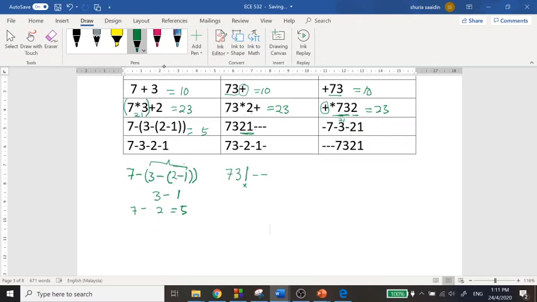Then the next sign is also minus. When you find the operator, then you have to go back to the previous two operands. In this case it is 3 and 1. So you have to do this operation first. Okay, 3, 1 and minus. It means you have to do 3 minus 1. It's not 1 minus 3. The order is important. Okay, 3 minus 1 is 2.